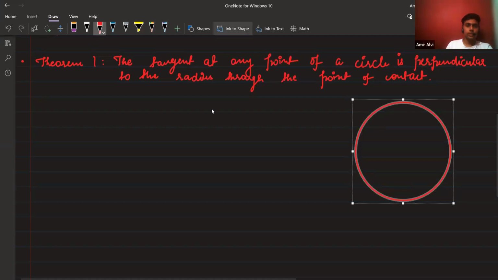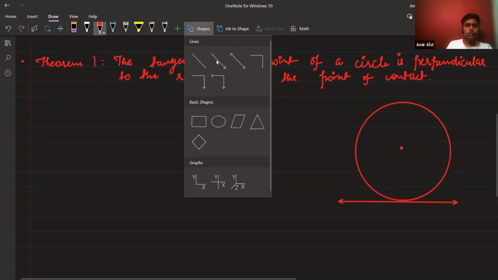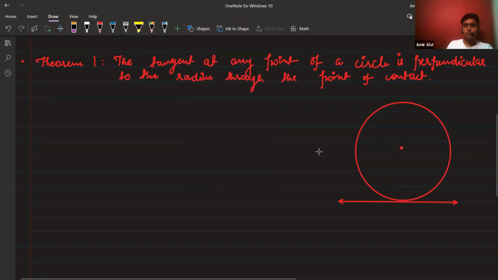Suppose this is a line, this is the tangent, and this is the circle. It says that the radius of the circle is perpendicular to the tangent at the point of contact. So basically this angle is 90 degrees. That's what the theorem is saying. Clear, everybody? Yes or no? Okay.